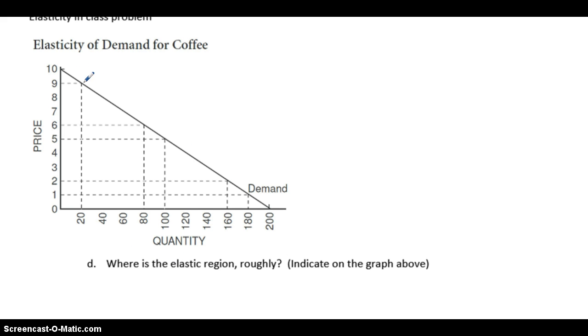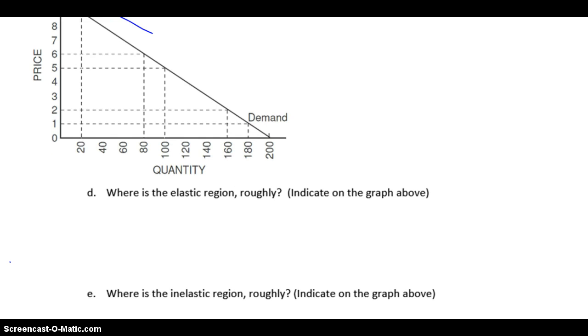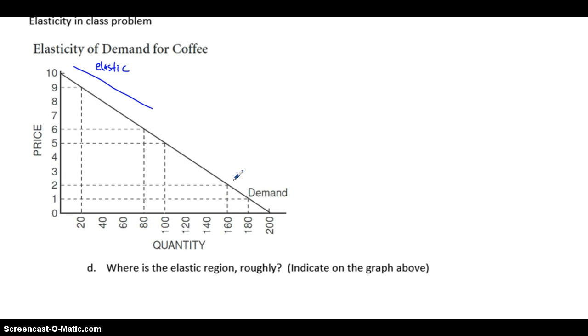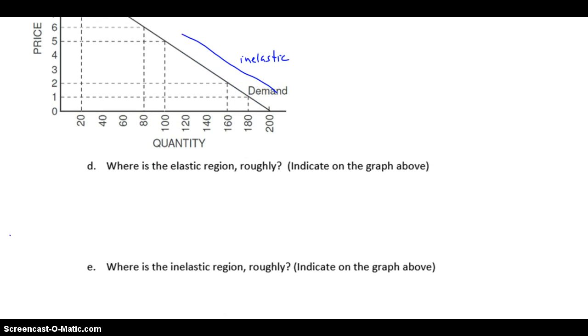Well, we saw that this point was pretty highly elastic. So when we think about a linear demand curve, we're going to think about this part up here in the top, upper left, as the elastic section of this curve. And then question E is, where's the inelastic region roughly? Well, we saw these points down here created inelastic situations. So we're going to think about this section as the inelastic portion of the demand curve. You could test more points if you wanted to think about this theory a little bit more.